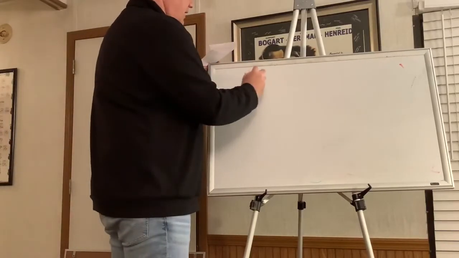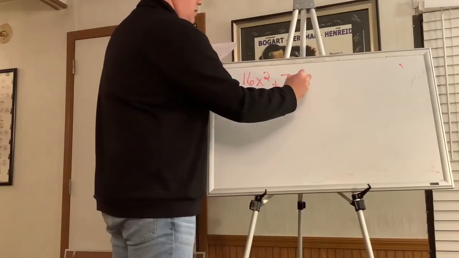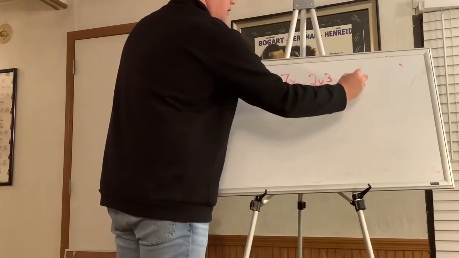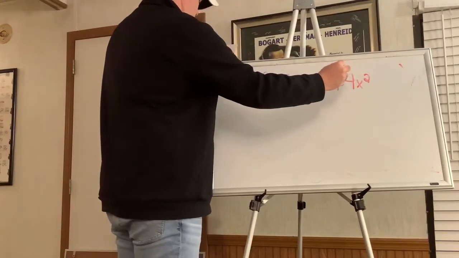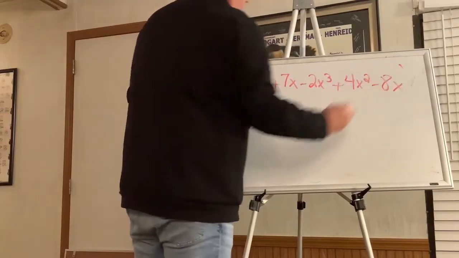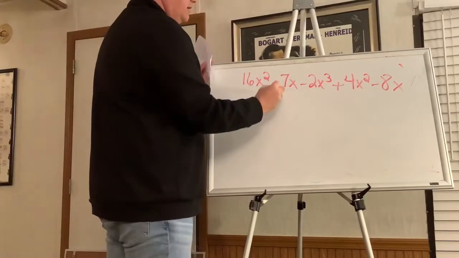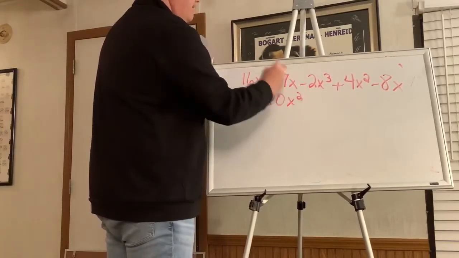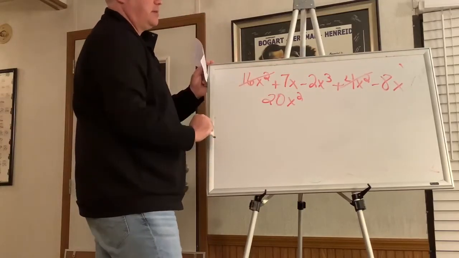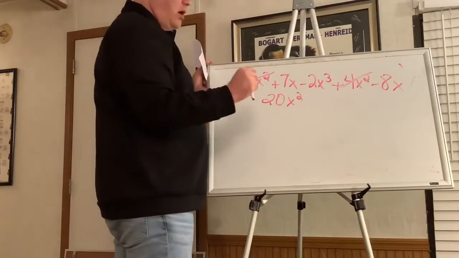Next one is 16x squared plus 7x minus 2x cubed plus 4x squared minus 8x. Okay, so I'm going to look for some other x squareds. There it is. 16x squared plus 4x squared is 20x squared. I cannot combine those with any other x's because they have to have the same exponent. 7x minus 8x is negative 1x.